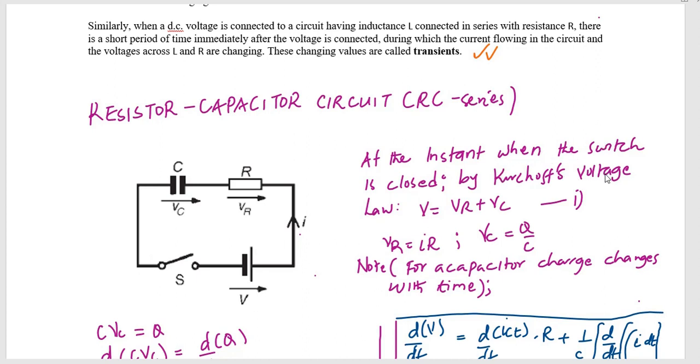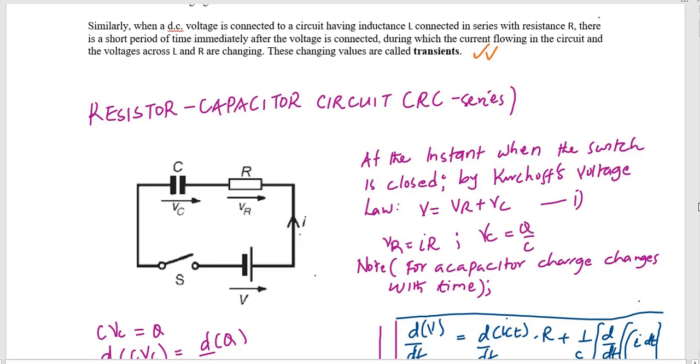that by Kirchhoff's voltage law, the total voltage V from the battery will therefore be equal to VR, the PD or the voltage drop across the resistor R, plus the voltage across the capacitor. So VR is equal to IR according to Ohm's law, and VC is equal to Q over C. We have to note that for a capacitor, charge changes with time.